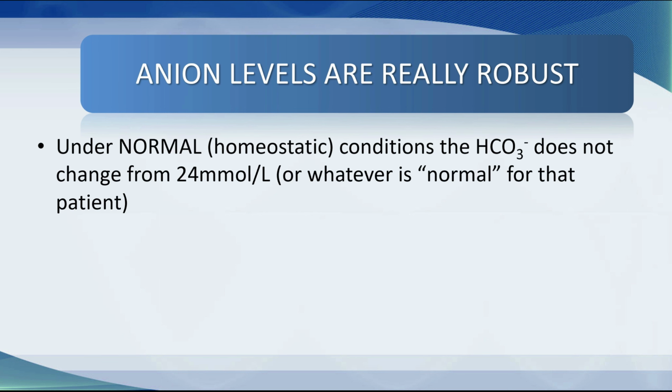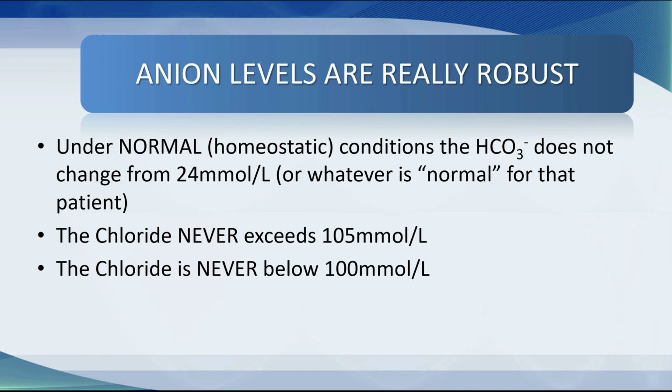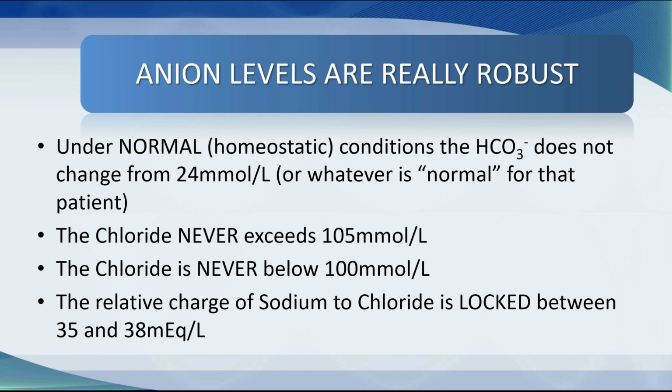Under normal homeostatic conditions, the bicarbonate doesn't change much from 24 millimoles per litre in arterial blood, or what is normal for that patient. Obviously, it's going to be higher if they have COPD, but it's usually there. The chloride essentially never exceeds 105 millimoles per litre, and it never goes below 100 millimoles per litre. The relative charge between sodium and chloride is locked at 35 to 38 milliequivalents per litre.